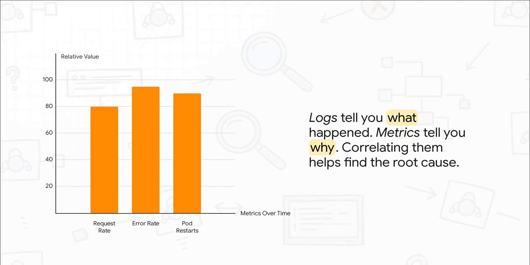And this is why metrics are so critical. See, your logs tell you what happened. The pod died. But metrics tell you the story of why it happened. They show you what was going on before the crash. The request rate was normal, then suddenly the error rate spiked. And only then did the pod start restarting. Being able to correlate that data is how you find the root cause, not just the symptom.